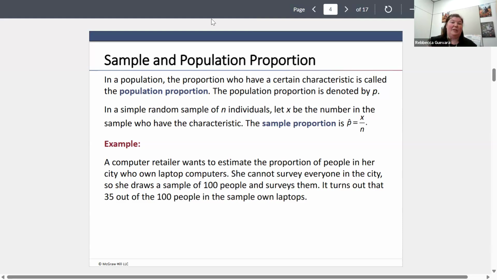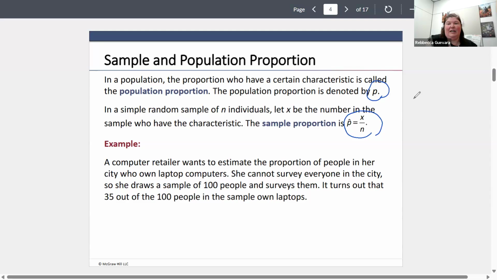So in a population, the proportion who have a certain characteristic is called the population proportion. The population proportion is going to be denoted with P. So we use P to mean a population proportion. So in a simple random sample of n individuals, let X be the number in the sample who have the characteristic you're looking for. So the sample proportion we would say is going to be p hat is equal to X over n.